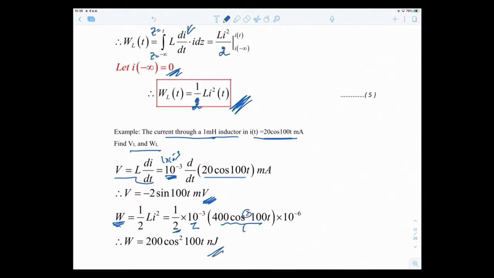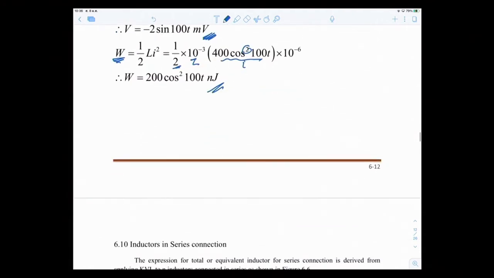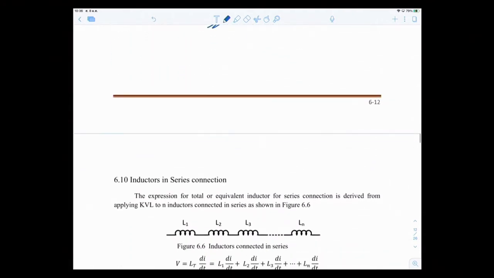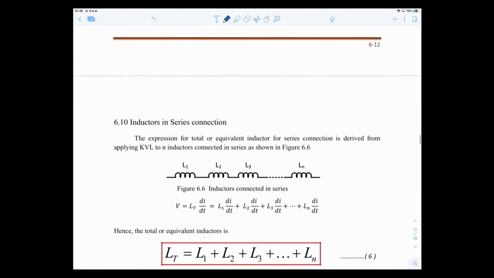So you get this in joules. Please review your differentiation skill and integration skill also for this. For inductors in series, you add the voltages together.